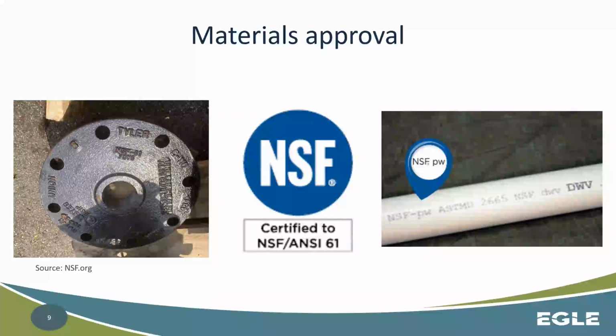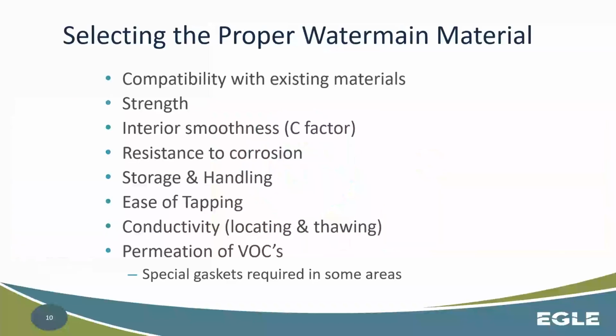In addition to this, when we're talking about plastic piping, whether it's PVC, HDPE, whatever the circumstance, making sure that it has that NSF PW indicator on it, like it shows in that right slide there. What that PW stands for is just potable water. Okay, and basically what that stamp is saying is that yes, this meets your NSF ANSI 61 certification. Okay, pretty straightforward.